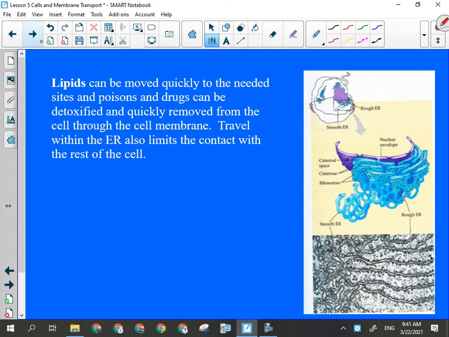All right, questions on the ER? On a test, I would only require one of those functions. So if you were identifying the smooth ER, you could say it synthesizes lipids, repairs membranes, or breaks down complex carbohydrates. Any one of those, you wouldn't have to list them all. As long as you had one there, that would be good.